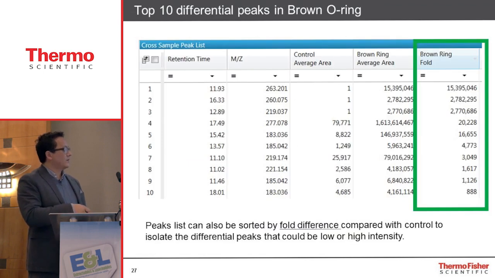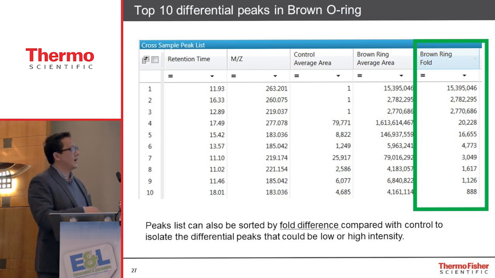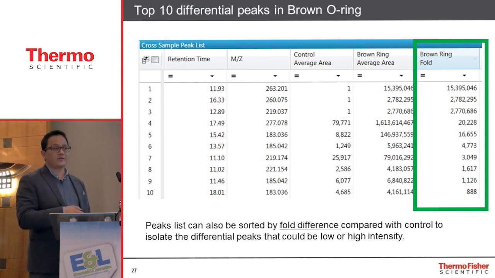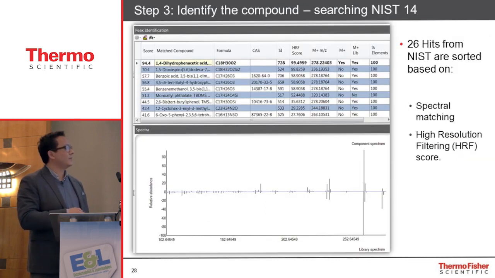What you can do is rank the results by a fold difference to a blank or a control or a gold standard sample, and really just pull out the differences very quickly, numerically and visually from a heat map. So you end up with a result. You get a list of proposed matches and a high-resolution filtering score.